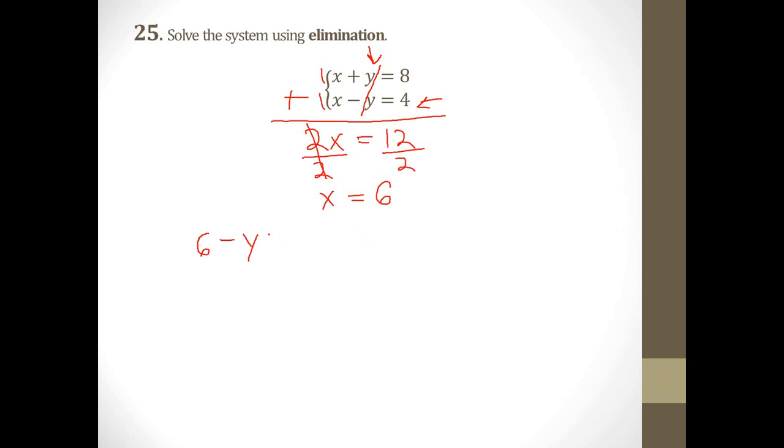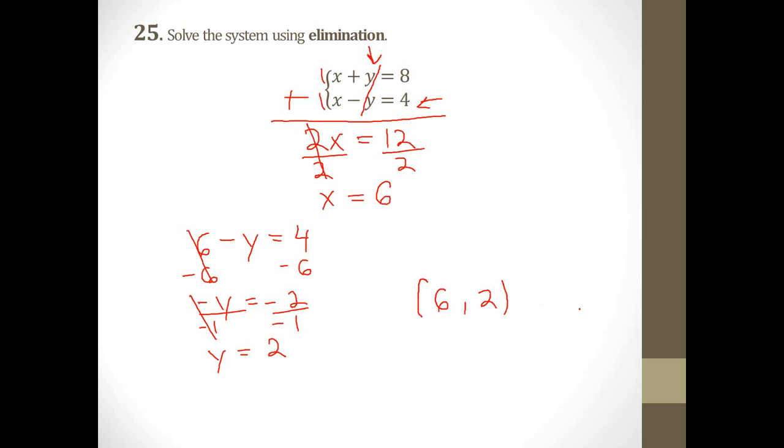So 6 minus y is equal to 4. I get y by itself, so subtract 6. Negative y equals, I'm getting a -2. Divide by -1 on both sides to get rid of the negative sign in front of the y, and y is equal to +2. So my solution to this system is (6, 2), which is D.